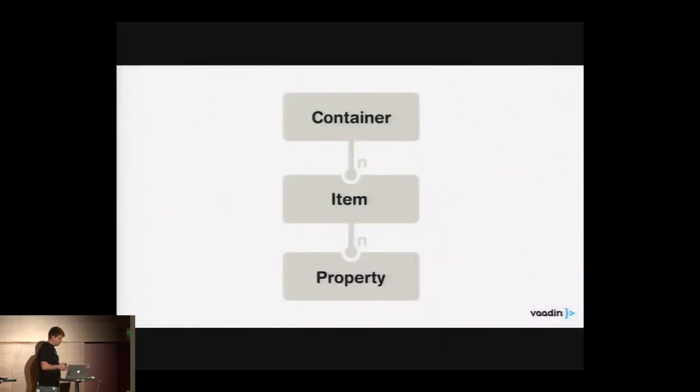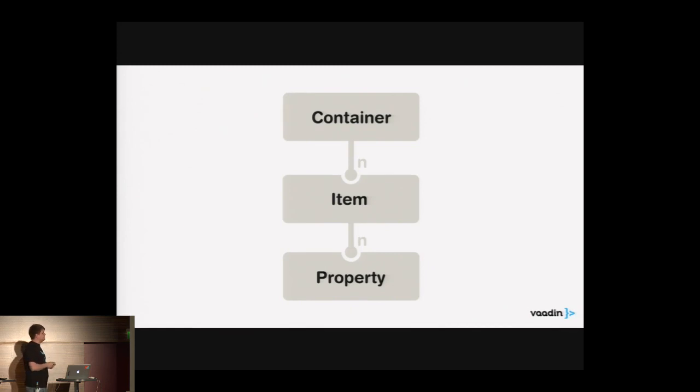All of the UI components in Vaadin have two ways of dealing with data. Either you can set the data into the component. Let's say you have a text field, you call set value on the text field component and the text is over there. Or you can say text field set data source and bind this to an external data source.